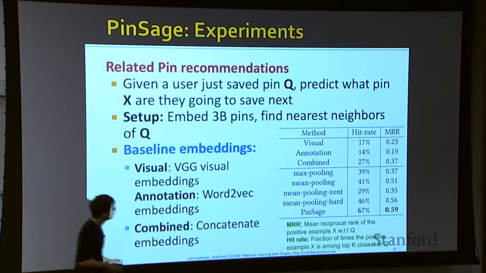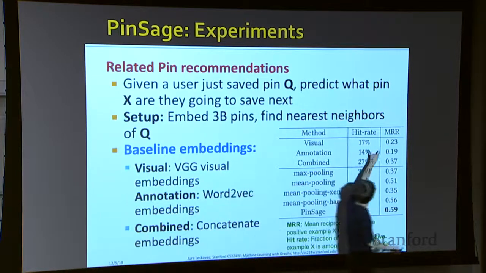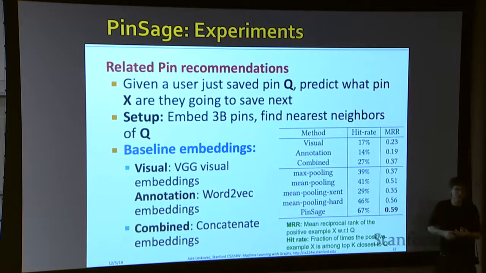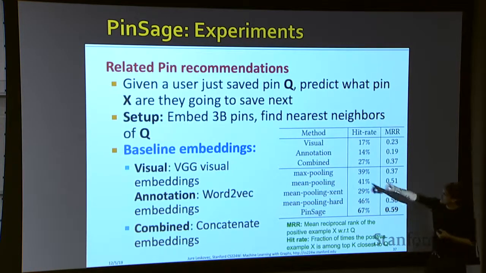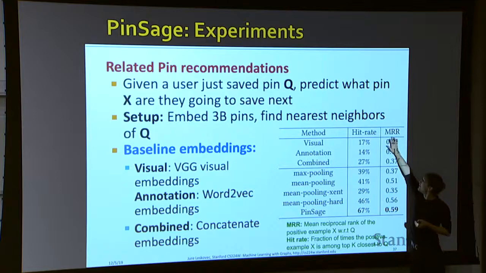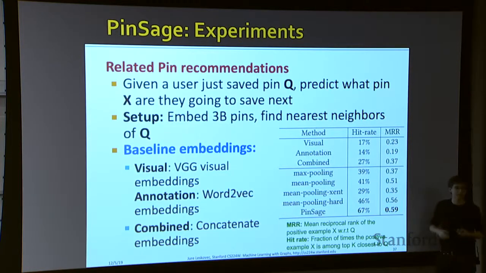And I have two metrics that tell me how well you are doing. One is called mean reciprocal rank, where I would take the rank of X divided by the total number of pins, and then take a reciprocal of that and compute the mean. And the higher the number, the better. This is called mean reciprocal rank.